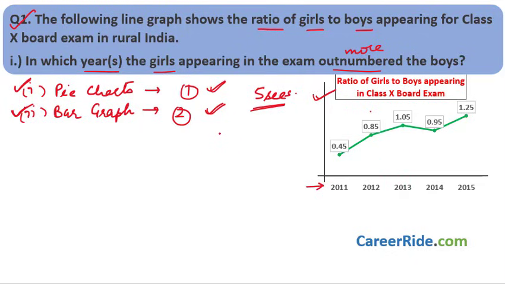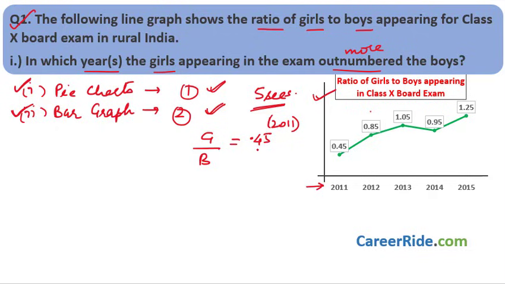Now there were some girls, see I've started writing. Okay, there were some girls and there were some boys who appeared for the exam. For 2011, the number of girls to the number of boys is the ratio, and this ratio is 0.45, right? This is the ratio for 2011 that is given to us in the question.